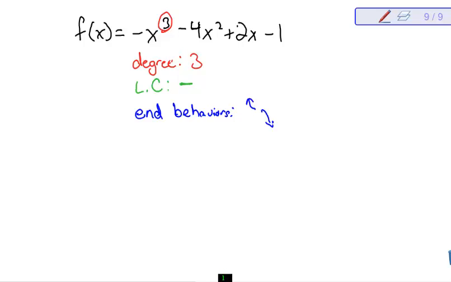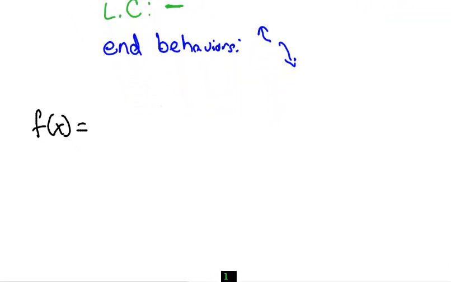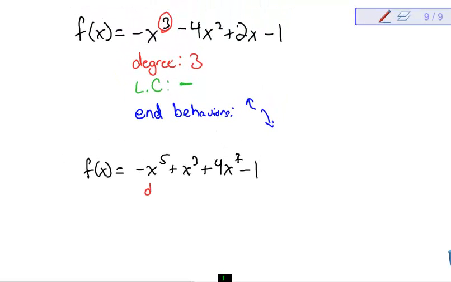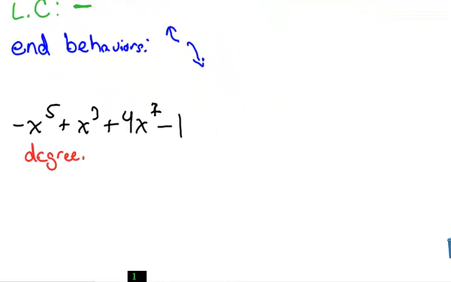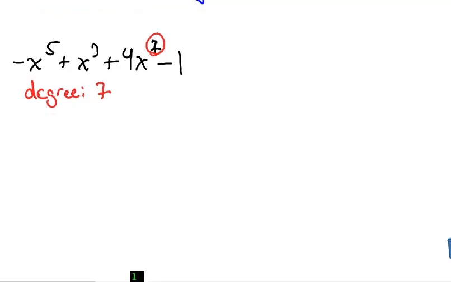Let's look at another example. If I have f of x equals negative x to the fifth plus x to the third plus 4x to the seventh minus 1. Again, ask yourself the same questions. What is the degree of the polynomial? The degree of this one is actually the 7, the largest exponent. Okay? So we're looking at the degree of 7.